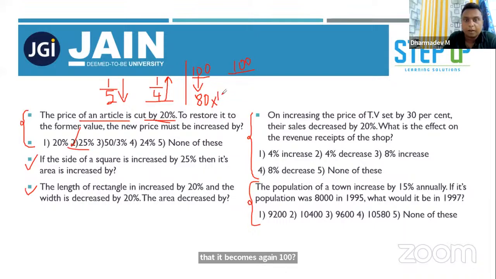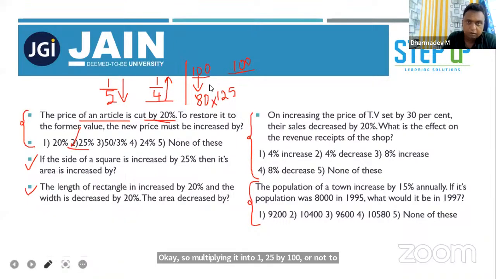Okay, so I'm multiplying it into 125 by 100, or not to confuse you, let's say that 25 percentage, find it and then add it. What is 25 percentage of 80? Find it and then add it. I want to bring back to that same position.